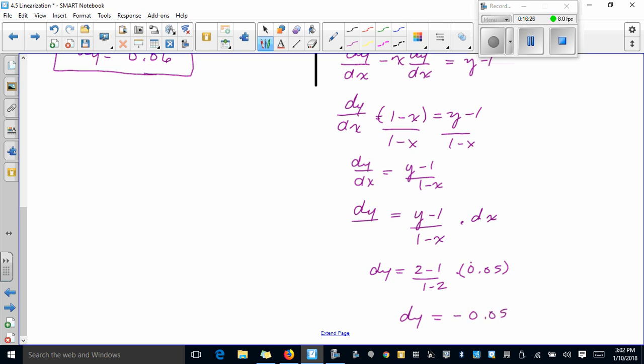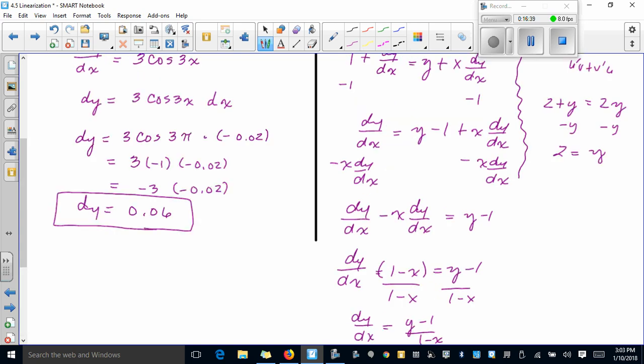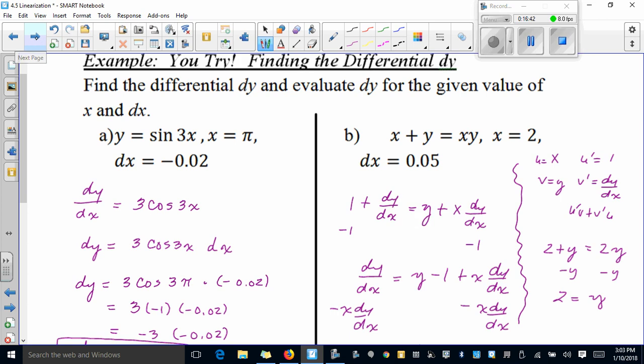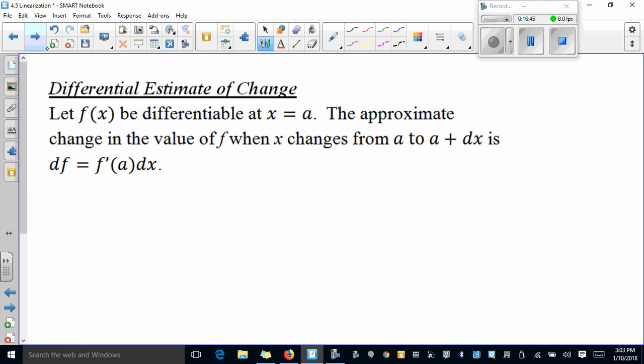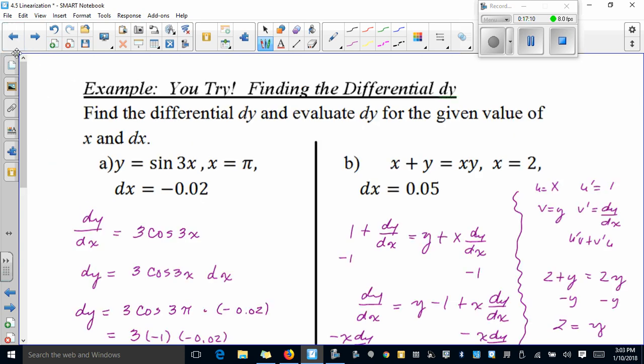Okay, so differential estimate of change. Let f of x be differentiable at x equals a. The approximate change in the value of f when x changes from a to a plus dx is df equals f prime of a dx. So it's basically what we were doing. On the one for pi, we were going from pi and taking 0.02 off. That was a change of dy. And the same thing with the 2, from 0.05, we're looking at how it changes if we go from 2 to 2.05. It's still the same stuff.